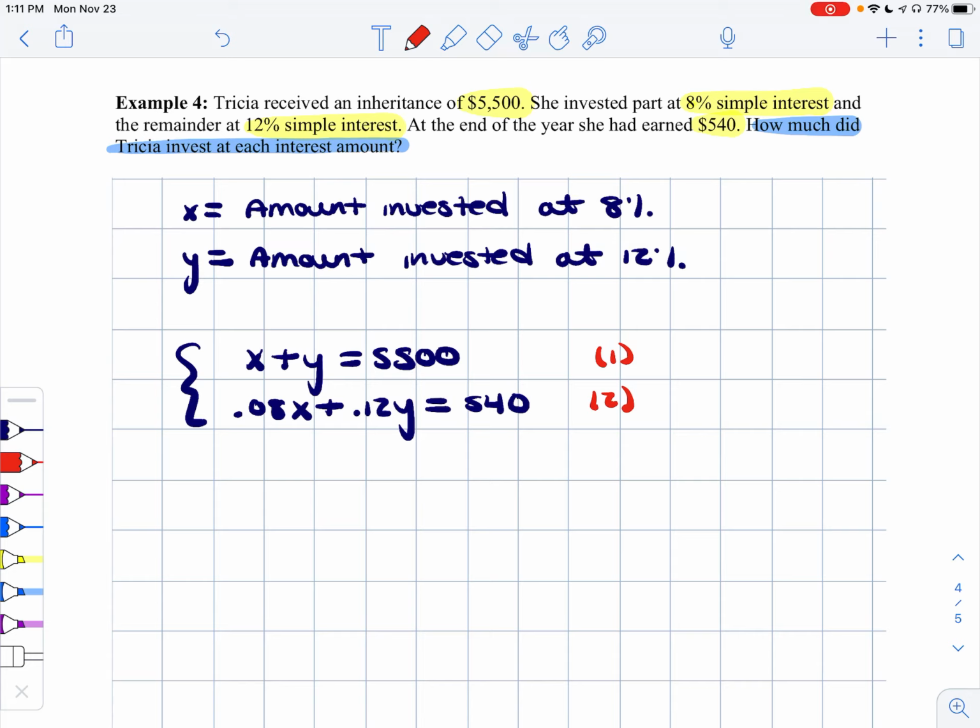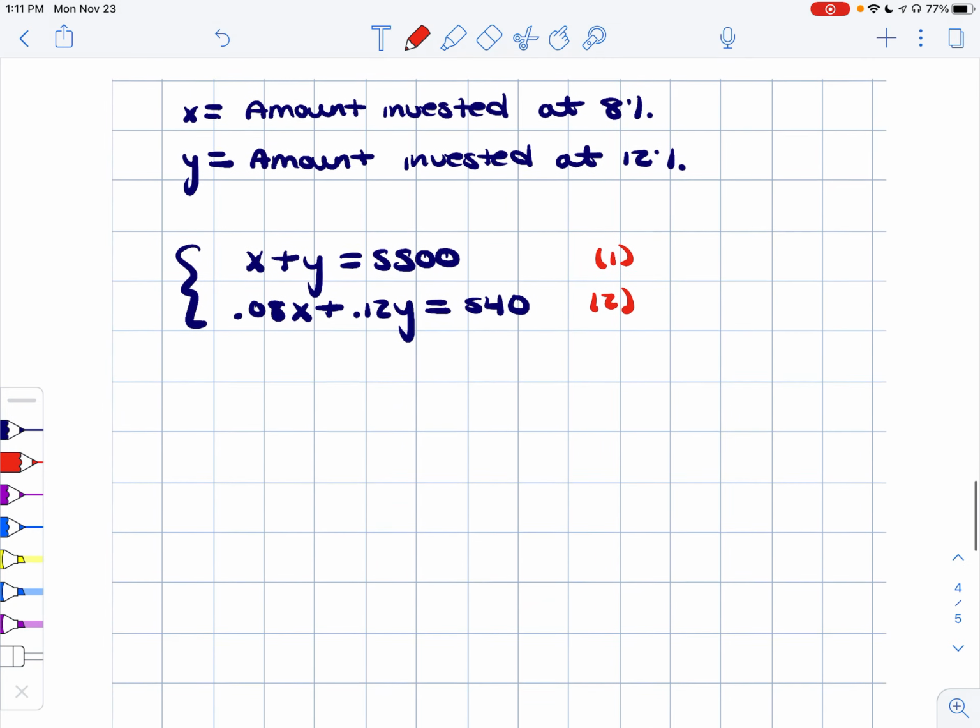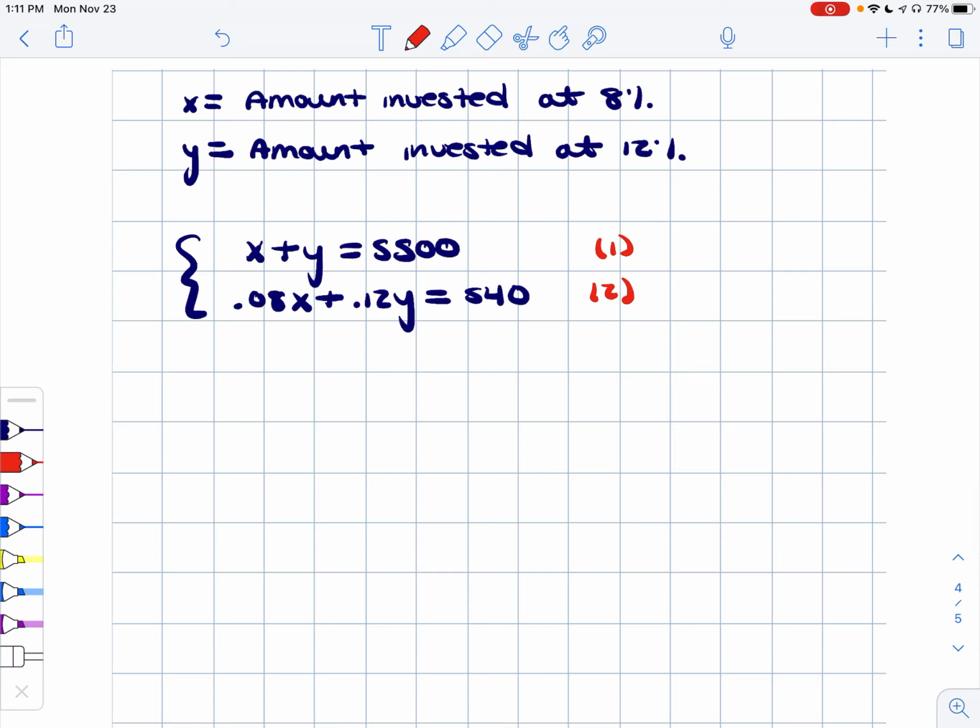So again, we can use substitution or elimination, whichever one you prefer. I'm going to do elimination again just to get a little bit more practice with that method. So if we want to use elimination, we can choose to either eliminate the x or the y. I'll go ahead and just do x because that's first. So with our 0.08x in the bottom equation, if we wanted to eliminate that, we would need a negative 0.08x in the top equation. So we'll just multiply through by a negative 0.08.